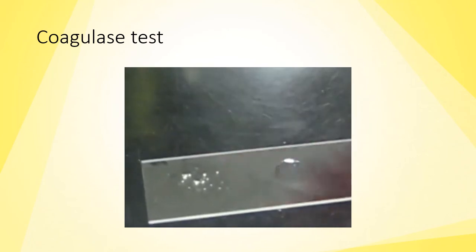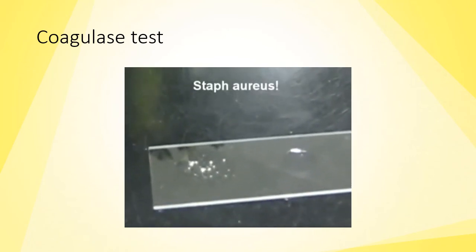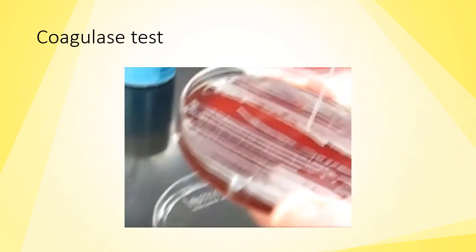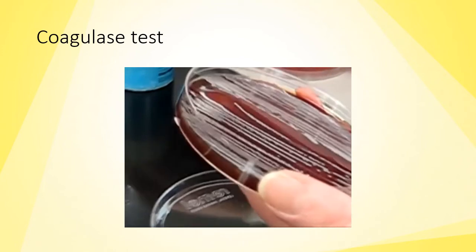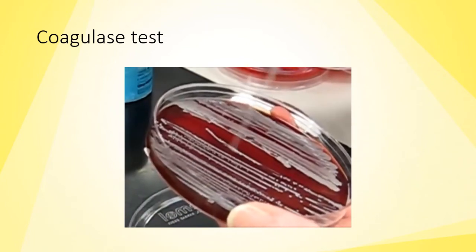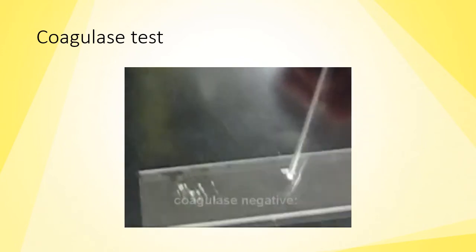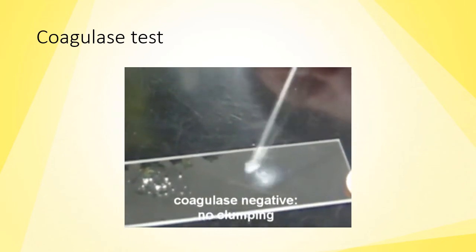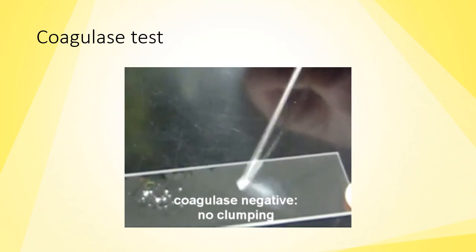So this organism is Staph aureus. Staph epidermidis is coagulase negative, and goes into a smooth suspension when you add it to the reagent. No clumping noted. It's very smooth.